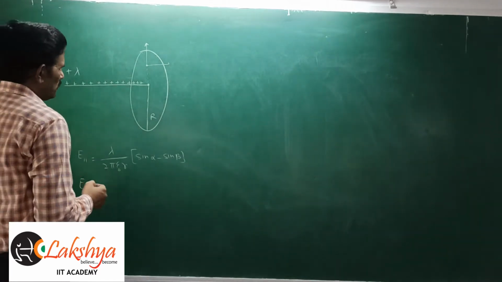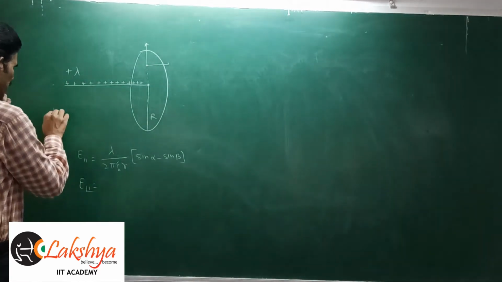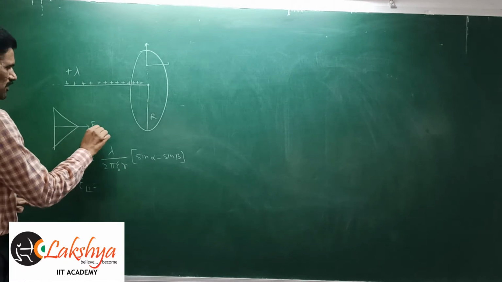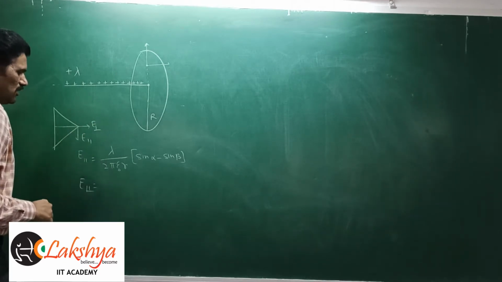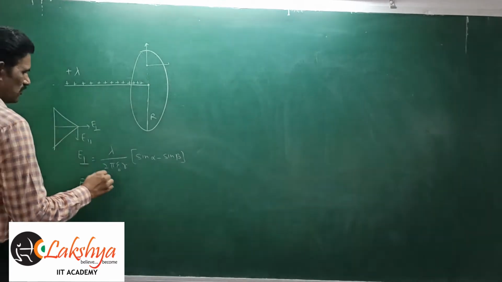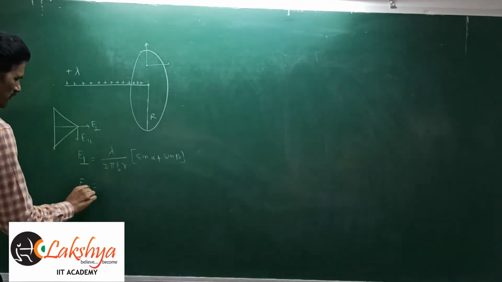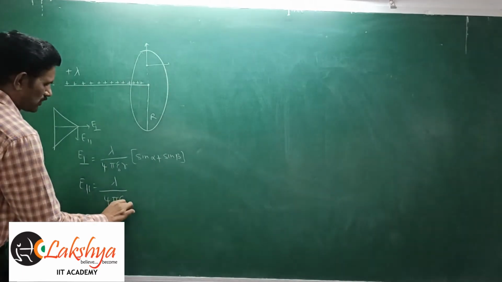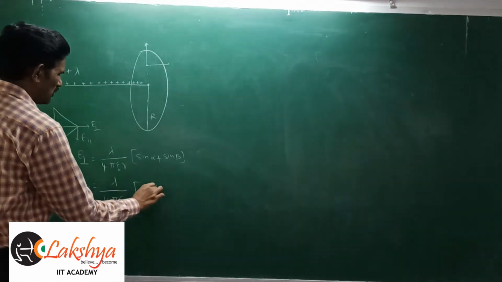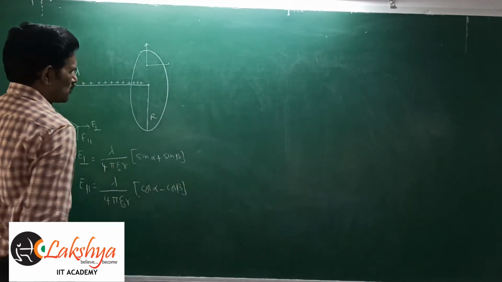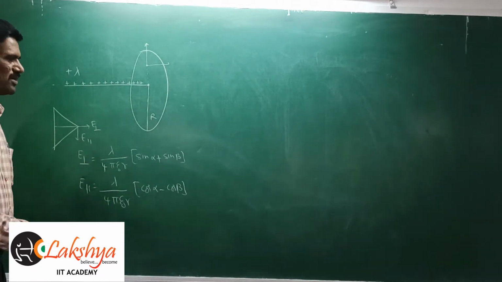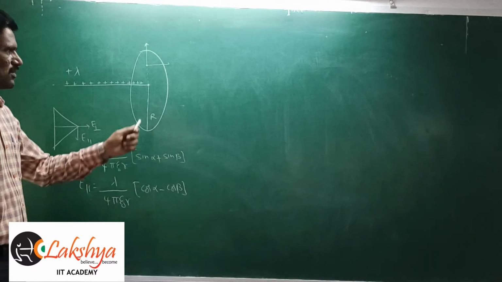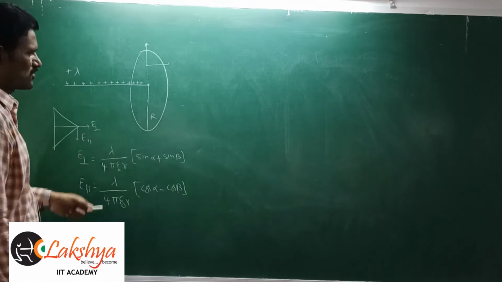The electric field due to this finite conductor, I am taking the parallel and perpendicular components here. This is our perpendicular component, and our parallel component will be lambda by 4 pi epsilon naught r into cos alpha minus cos beta. We already mentioned these derivations. In the case of a semi-infinite conductor, one angle will be 0 and the other angle will be 90 degrees.